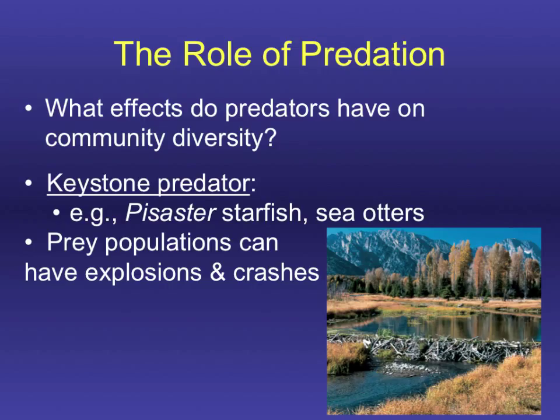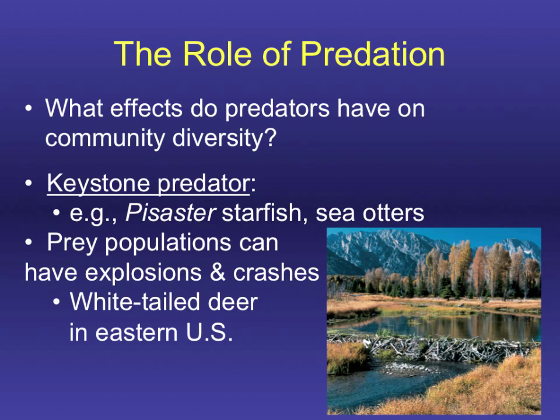Oftentimes what will happen here too is the prey populations, if there is no predator, will go through cycles of boom and bust. And in some cases, the crash part of the cycle could be so severe the population might actually go extinct. There's a lot of concern about that especially in the eastern U.S. with white-tailed deer that are in population densities way, way above what they would be naturally because there are no natural predators here. There's no wolf, there's no mountain lion, so the only real hunting pressure that deer get is by humans, and that's really not the same thing as what they would experience from a natural predator.